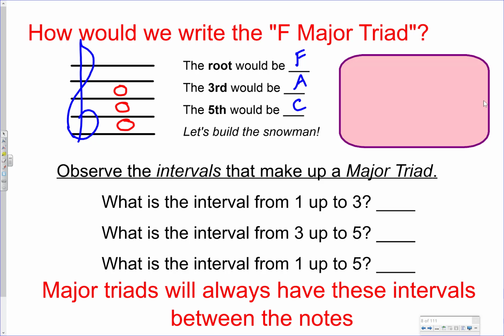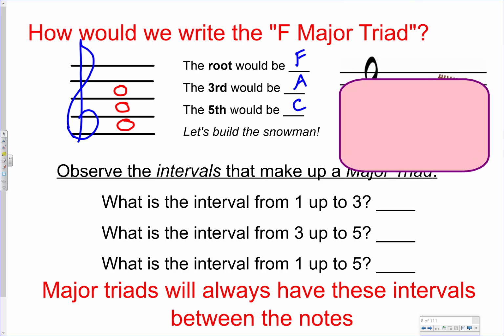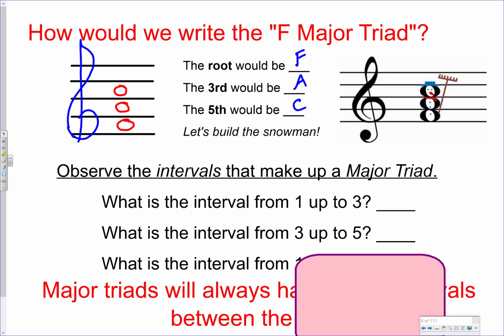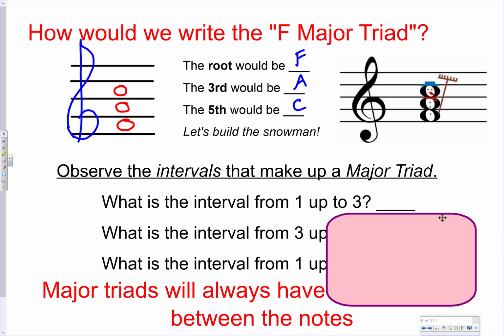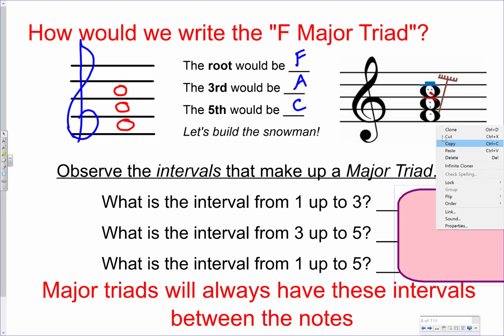And just to be on the safe side, let's double check. Our F major triad appears to look like the F major snowman triad, minus the broom and the carrot and the top hat. Very good. Now, let's observe the intervals that make up a major triad.